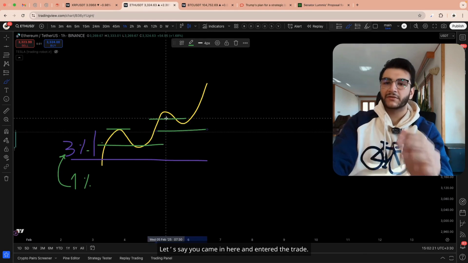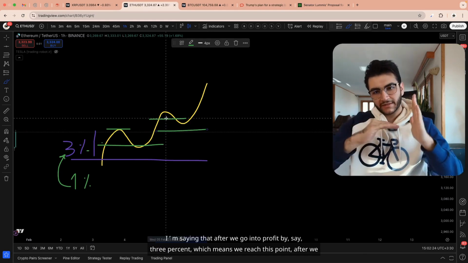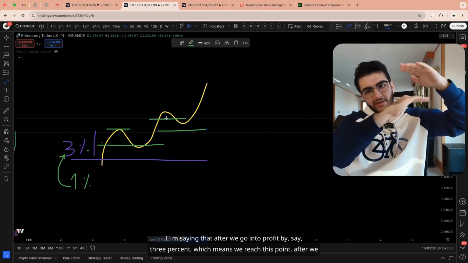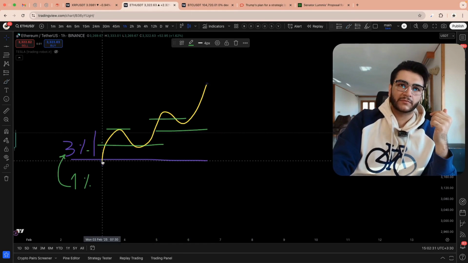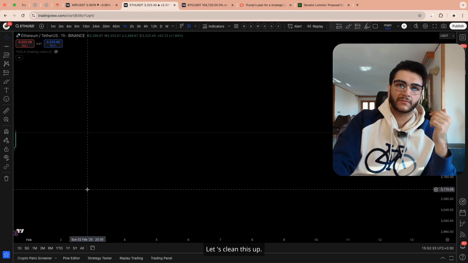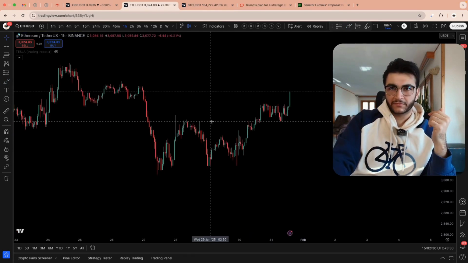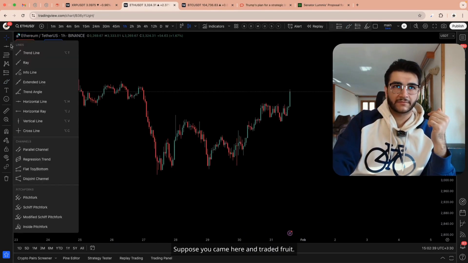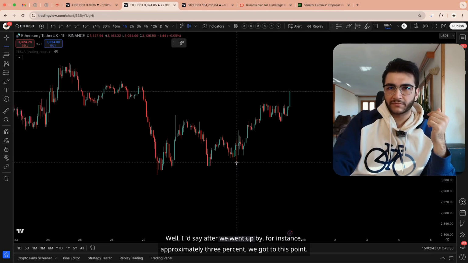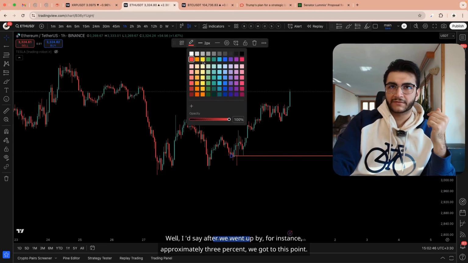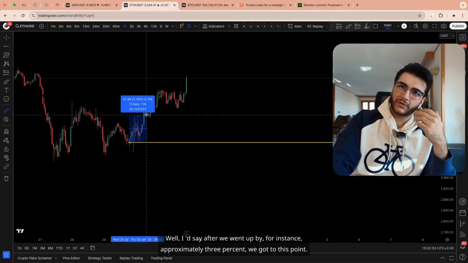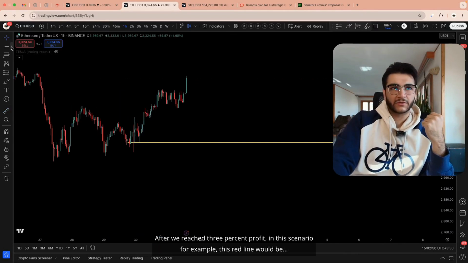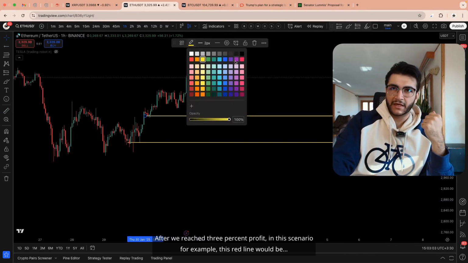Let's say you came in here and entered the trade. I'm saying that after we go into profit by, say, 3%, which means we reach this point, after we hit that 3% profit, it would be at this red line.